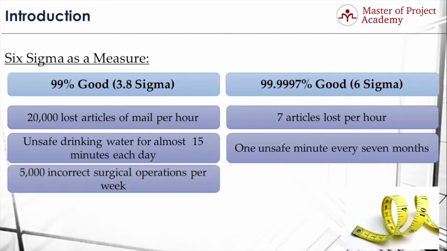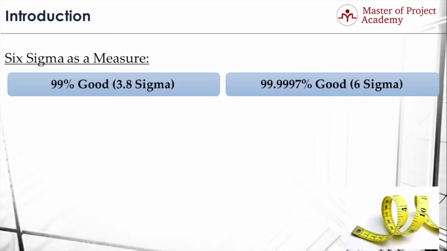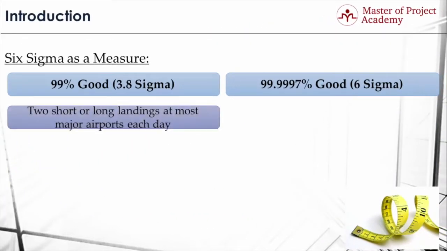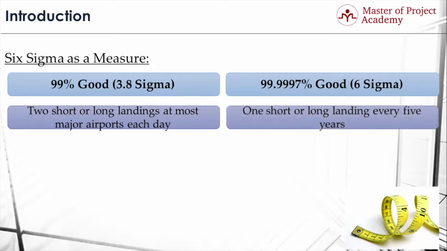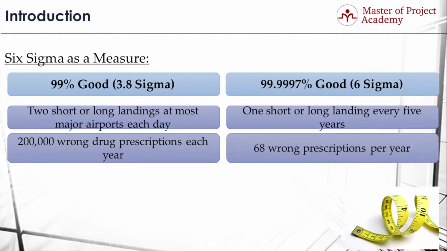3.8 sigma corresponds to 5,000 incorrect surgical operations per week. 6 sigma corresponds to 1.7 incorrect operations per week. 3.8 sigma corresponds to 2 short or long landings at most major airports every day. 6 sigma corresponds to 1 short or long landing every 5 years. 3.8 sigma corresponds to 20,000 wrong drug prescriptions each year. 6 sigma corresponds to 68 wrong prescriptions per year.